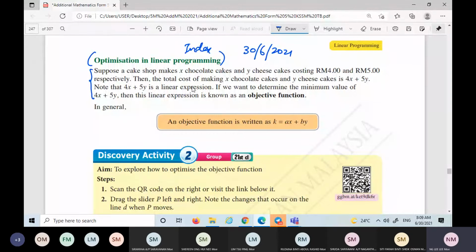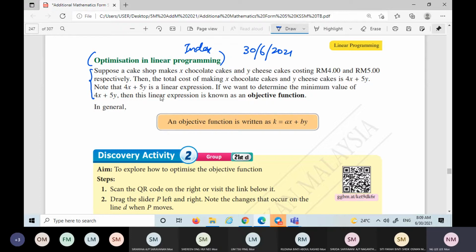So this 4x plus 5y is a linear expression, and we want to determine its minimum value. Usually if this is cost, we want a minimum cost. It cannot be that we want to find the maximum cost. We want to minimize the cost, but we want a maximum of the profit. If this is a profit function, then usually they will ask to find the maximum.